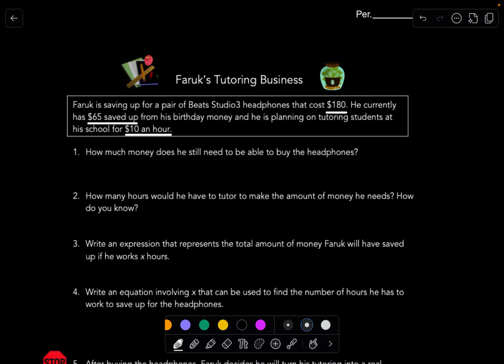Well, that's just going to be $180 minus the $65 he already has saved up, which equals $115. All right, so he needs $115. How many hours would he have to tutor to make the amount of money he needs? And how do you know? Well, you take the amount he needs, 115, divide by the money he earns per hour, which is $10 per hour, which equals 11.5. So he needs to work 11 and a half hours.